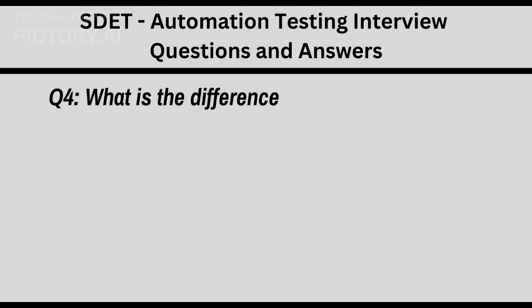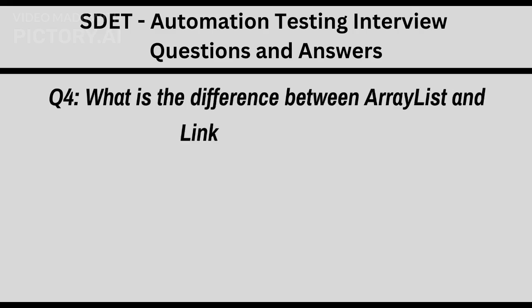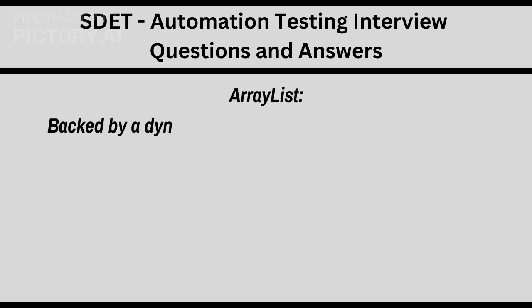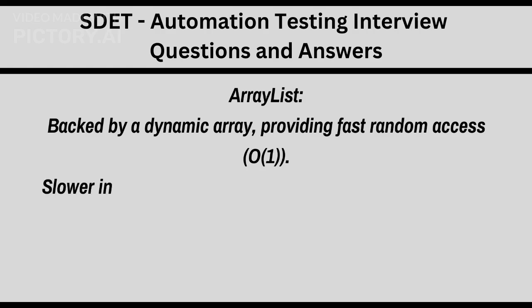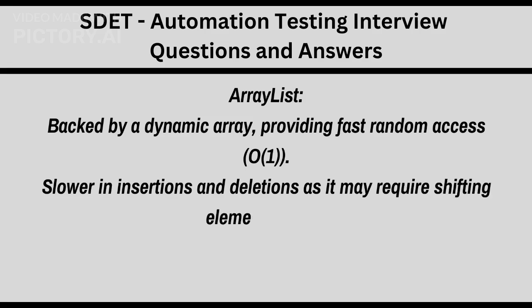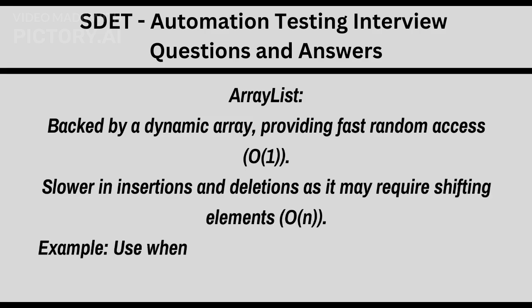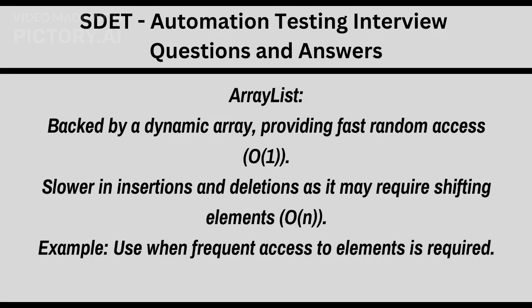Q4. What is the difference between ArrayList and LinkedList in Java? ArrayList is backed by a dynamic array, providing fast random access, O(1). Slower in insertions and deletions as it may require shifting elements, O(n). Example: use when frequent access to elements is required.